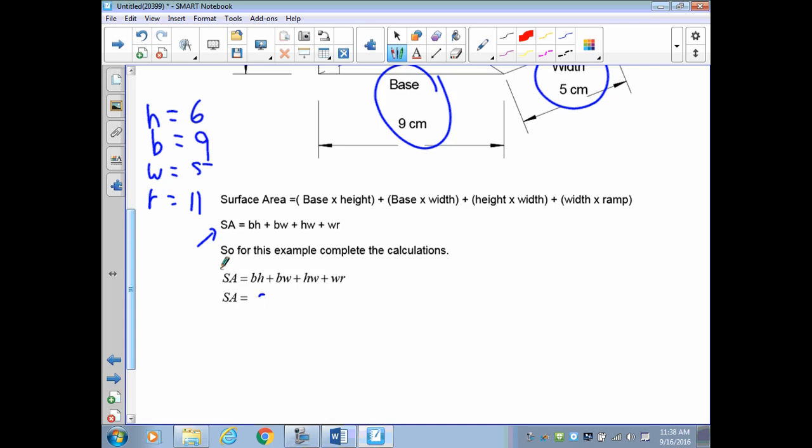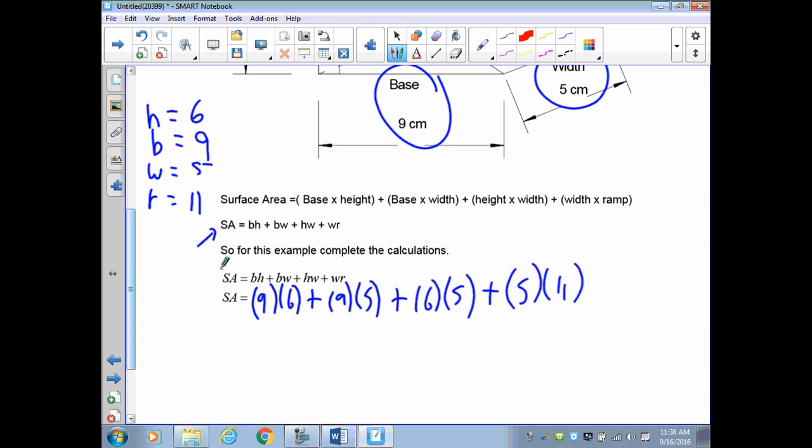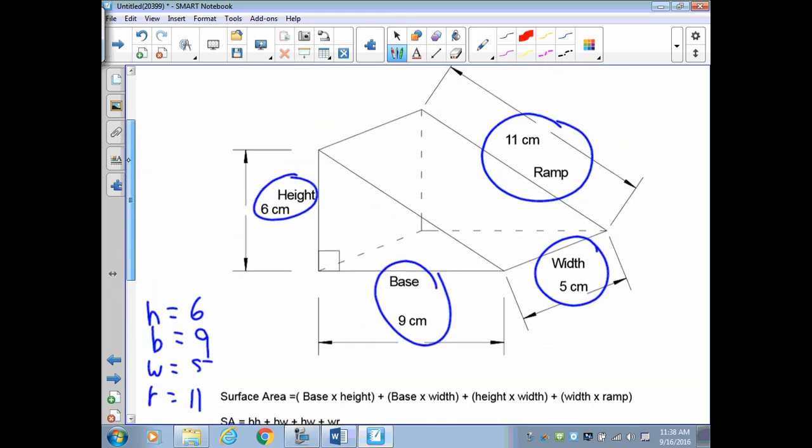So B is 9, H is 6, plus B is 9, W is 5, plus H is 6, and W is 5, and finally, W is 5, and R is 11. Stick all those numbers in your calculator, one shot, and you should come out with 184 centimeters squared. And that's how you find the surface area of a right triangular prism.